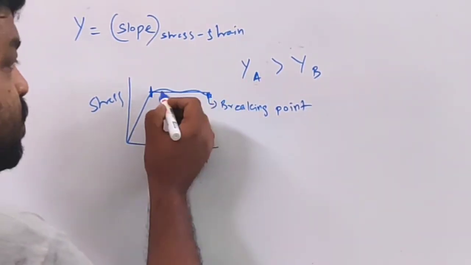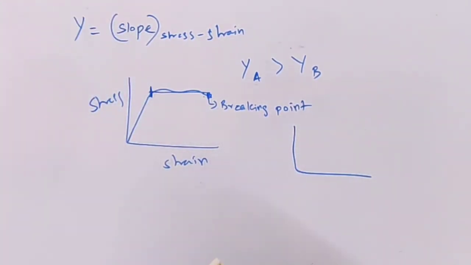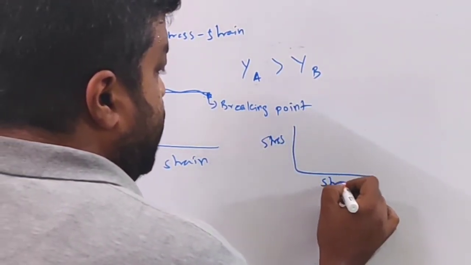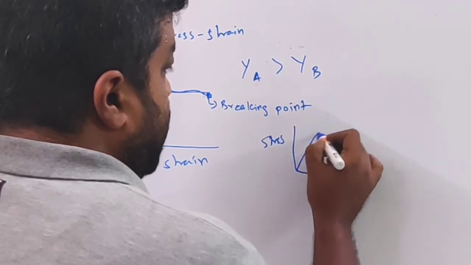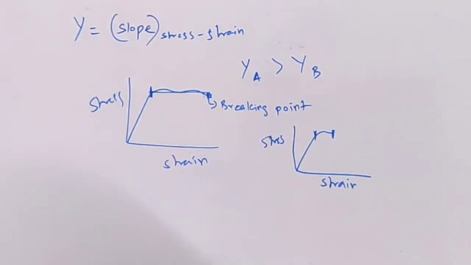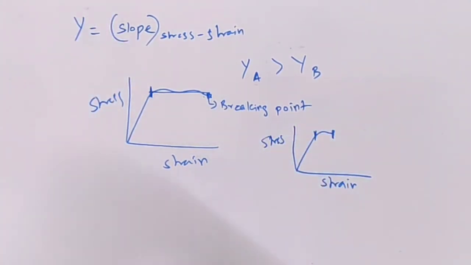If this point is very close to this, as in this case, for material B, the stress versus strain graph is like this. So this breaking point is very close to this point. So that means this material will break very easily. So therefore material A is stronger. Okay.